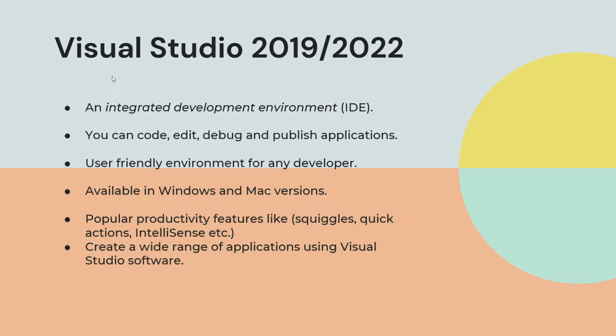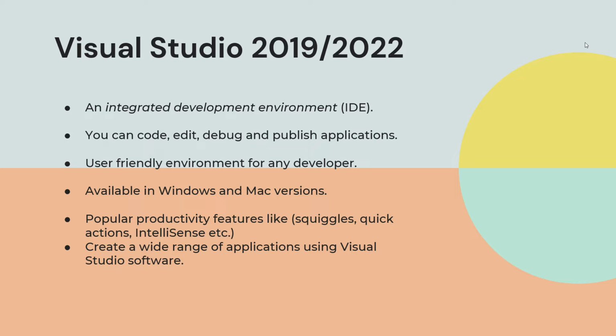Visual Studio is an integrated development environment. In short, it's IDE, which is a feature-rich program that supports many aspects of software development. The Visual Studio IDE is a platform which you can use to build, edit, debug, and then publish your own application. It's a user-friendly environment. It's also available in Windows and Mac versions. It is known for its popular features like squiggles, quick action shortcuts, IntelliSense, etc. Using Visual Studio, you can build Windows, web, mobile, or even gaming application.